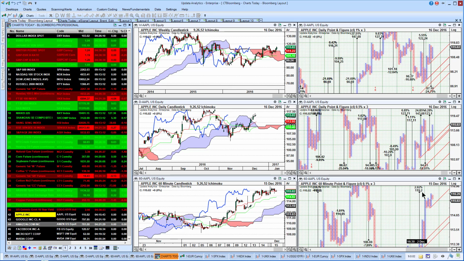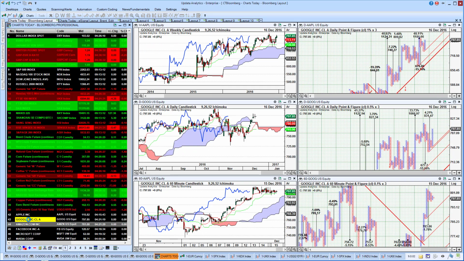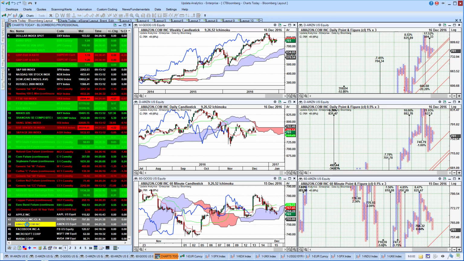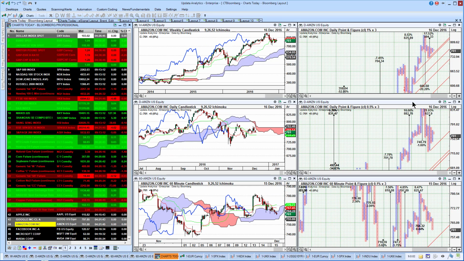Got an upside target of 3% in the short term. Google, bullish on all three. No clear short-term upside targets, but lots of medium-term targets, as much as 40% upside. Looking at Amazon, again, upside targets, a bit more of a mixed picture. Amazon, not quite as clear.